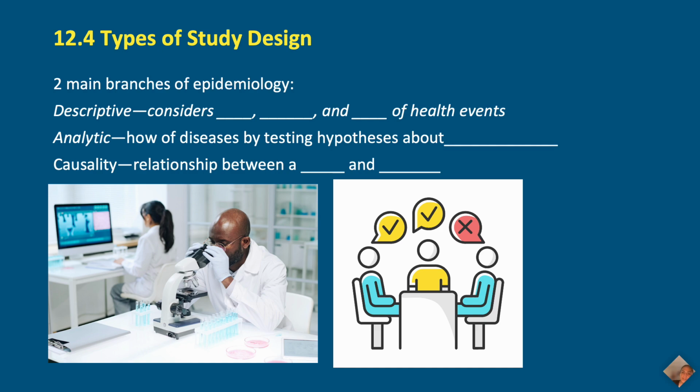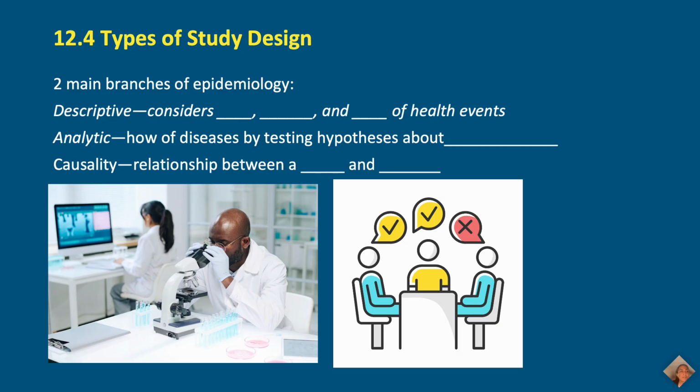There are two main branches of epidemiology, and this is very important to us as nurses because a lot of PhD nursing will start in this descriptive area, looking at person, place, and time of health events. A lot of pharmacology research, looking at what drug therapies are being invented to save people from cancer, is in this analytic arm. This is looking at the why and how of diseases by testing a hypothesis of causal relationships.